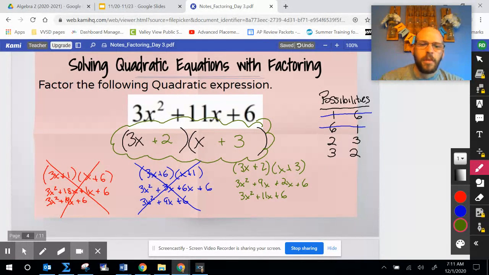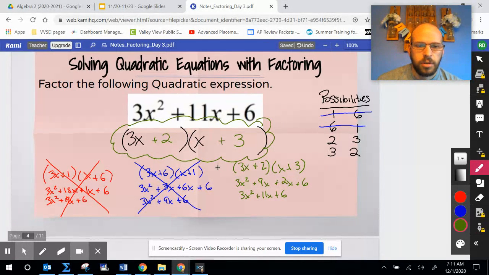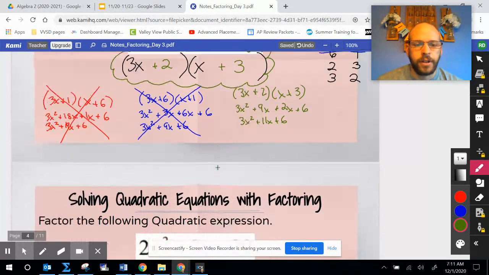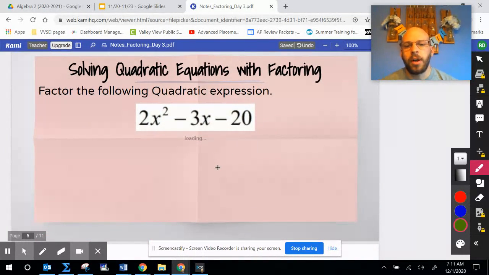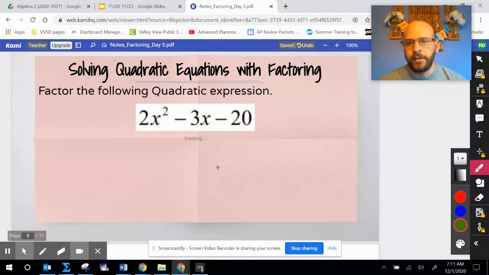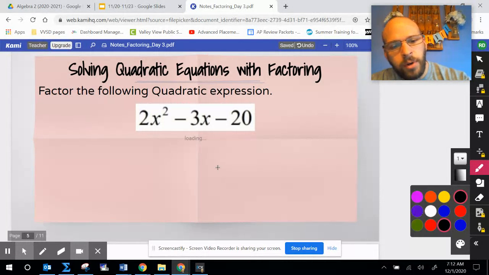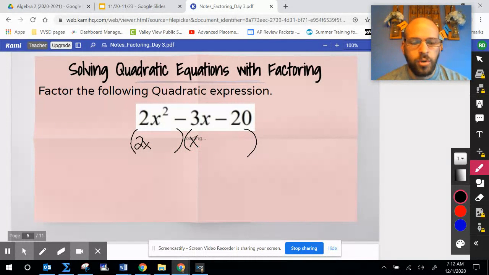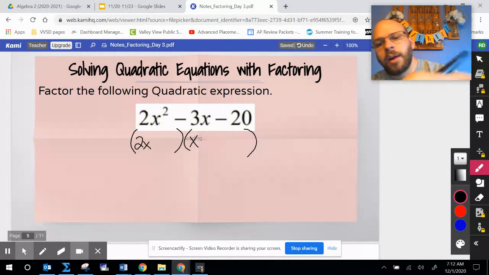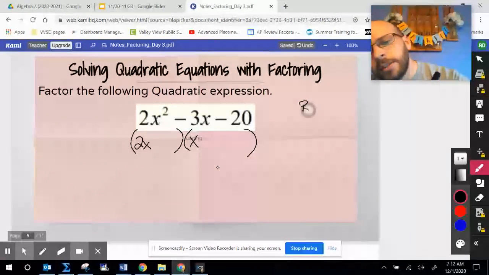Okay? So, again, with a new example, feel free to pause, rewind, fast forward, whatever you need. If you want to pause this one and try and do it on your own, you can. All right? I'm going to do it along with you otherwise. So, I'm going to make my groups. 2x and x gives me a 2x squared. Then I want to write out my possibilities.